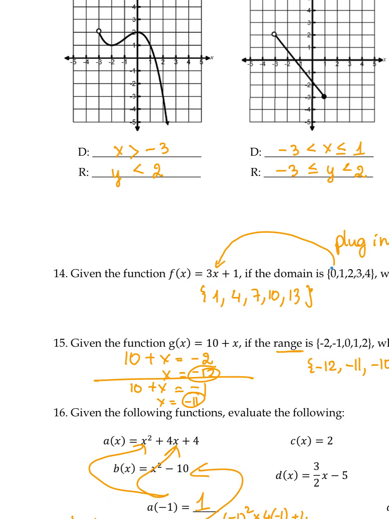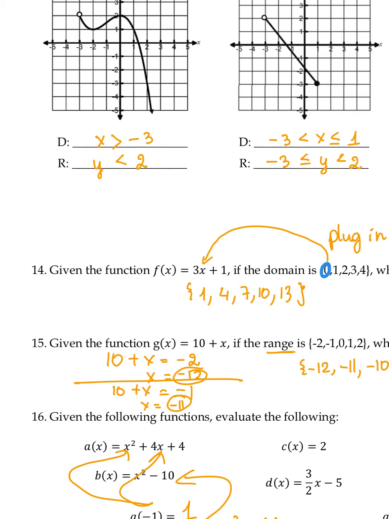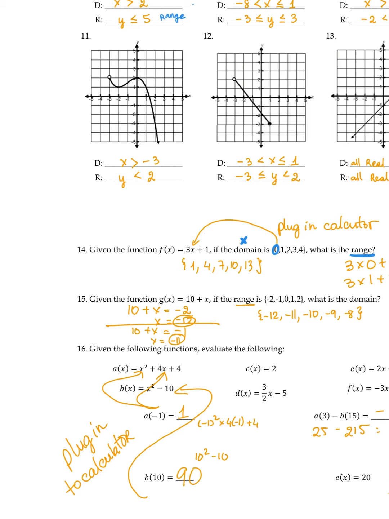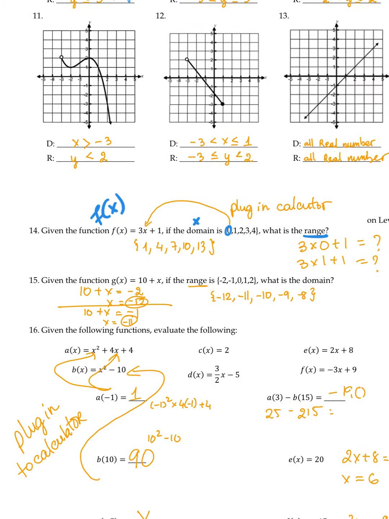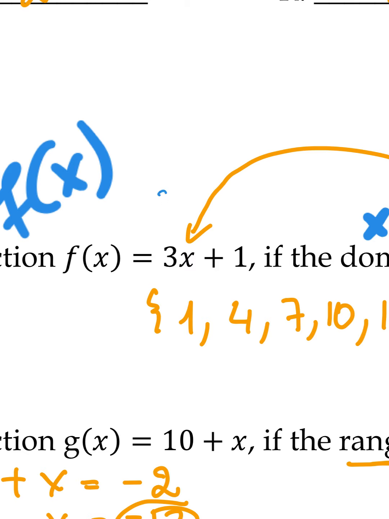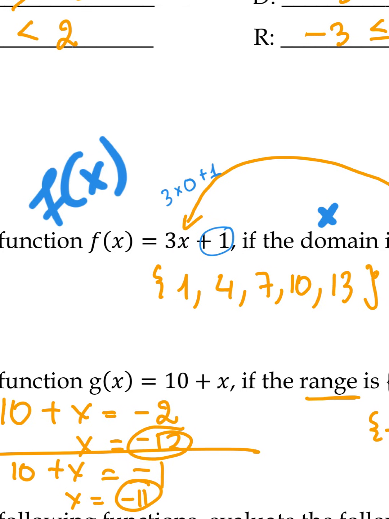So I'm doing number 14 with you. If the domain is 0, how much is the range? The domain is x. So this is asking, when x is 0, how much is the range, or f of x? When I use the calculator, I plug in x is 0: 3 times 0, don't forget to plus 1. So my range will be 3 times 0 is 0, plus 1 is 1. So my first number is 1.